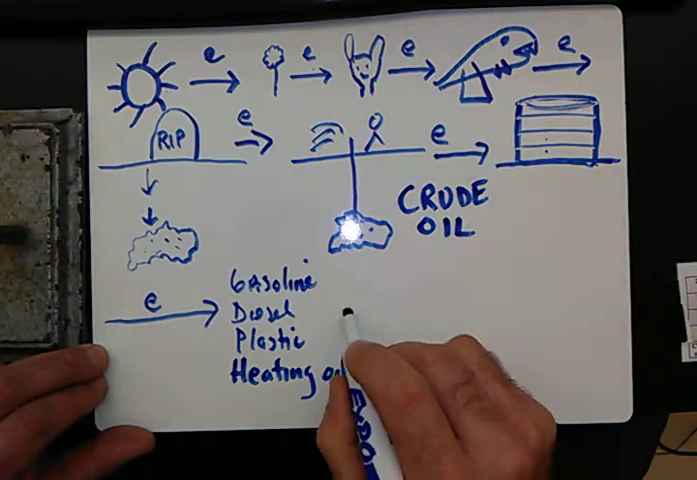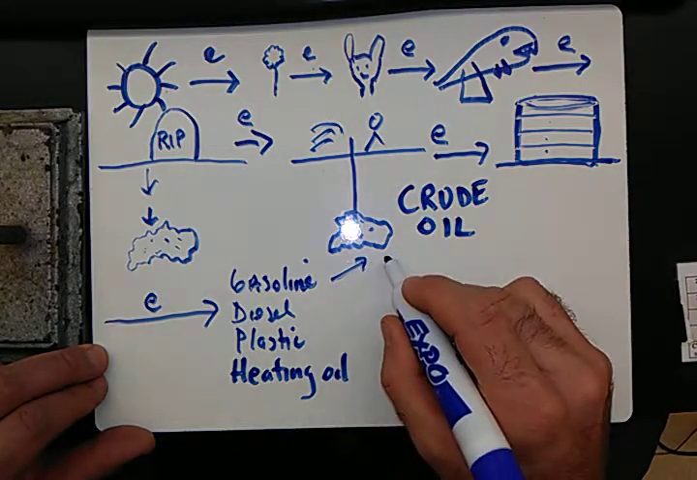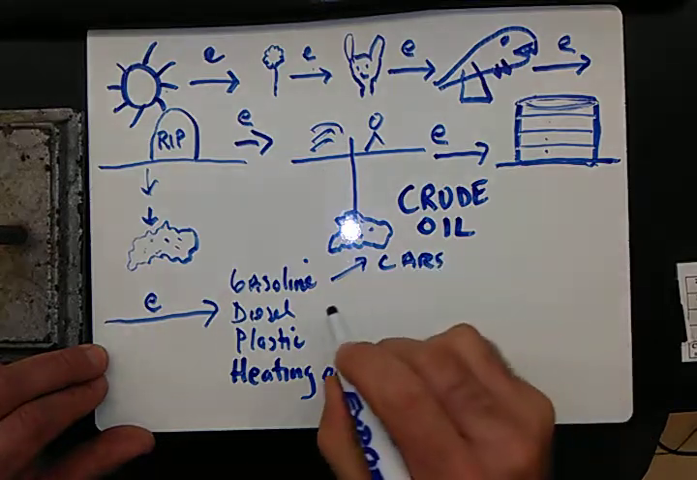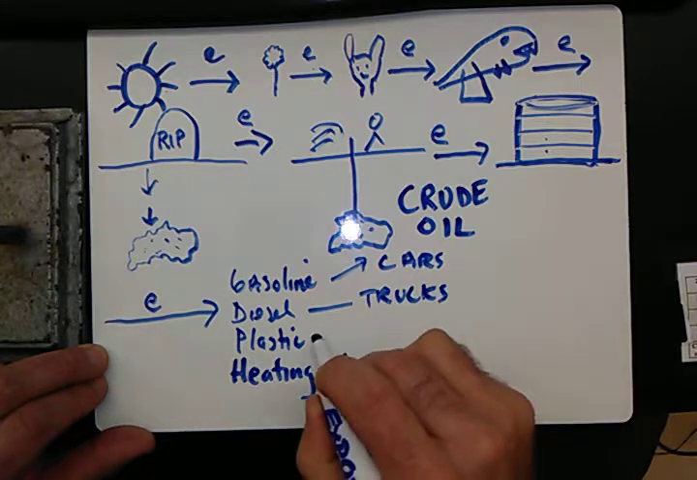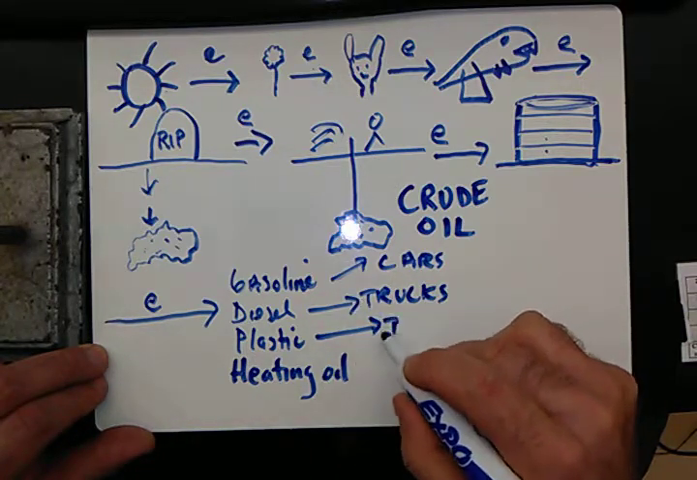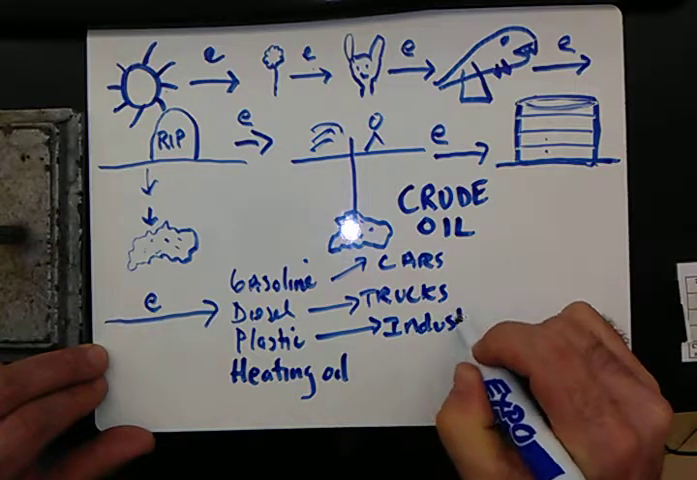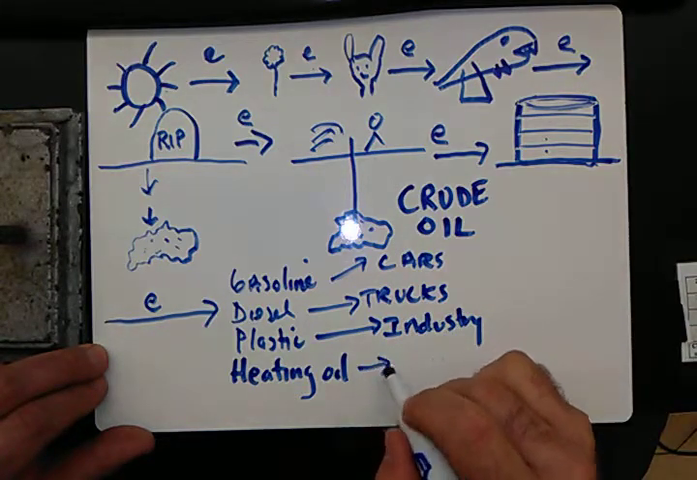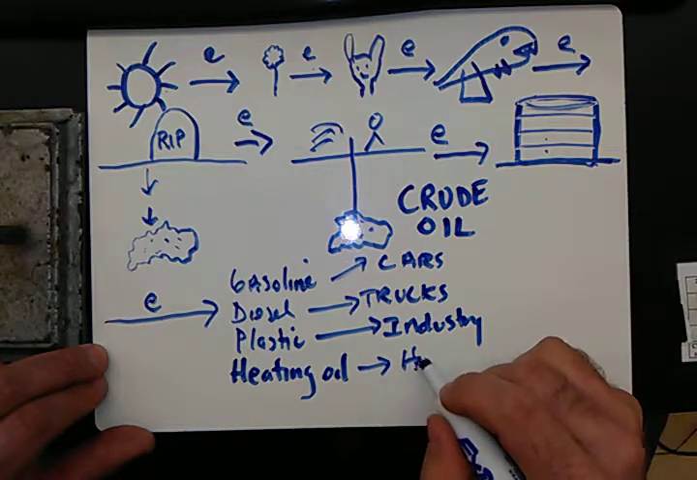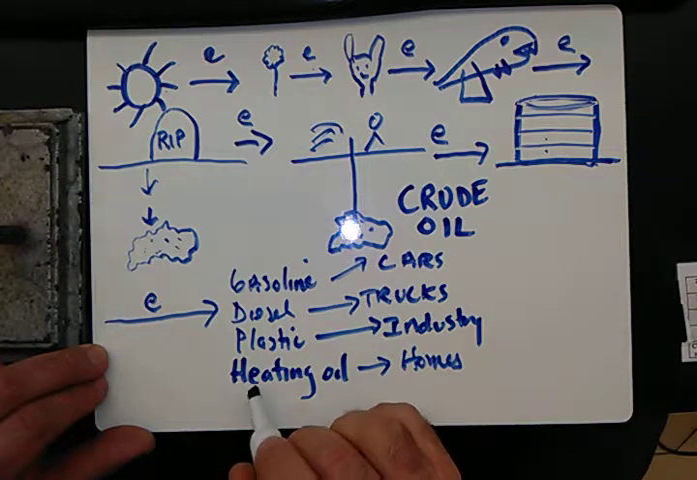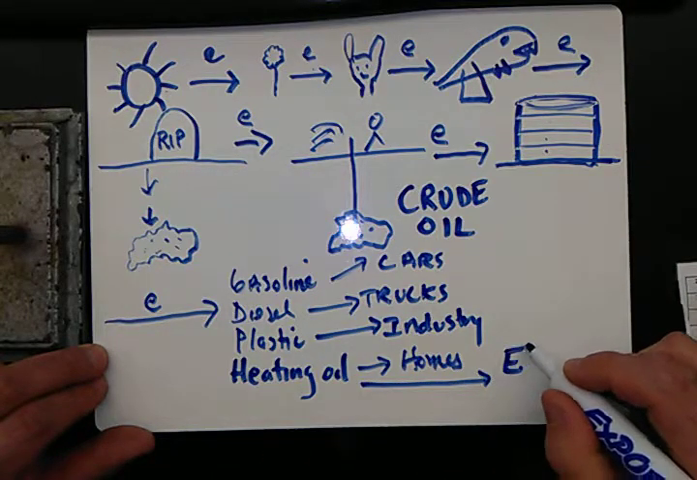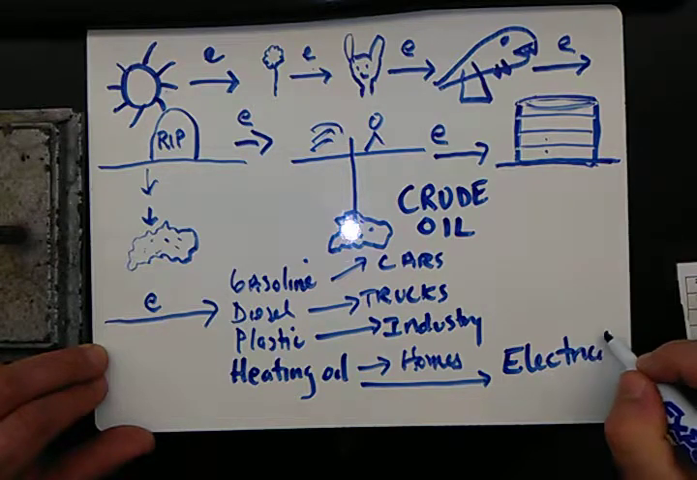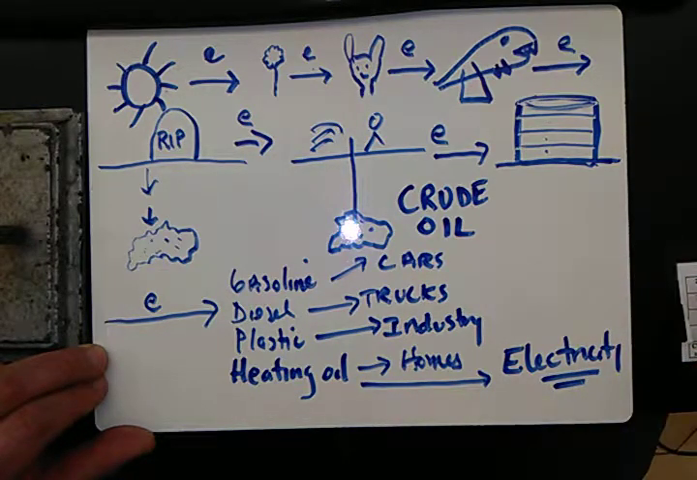And now this branches off. This is cars, this is trucks, plastics is industry, heating oil is homes, and we actually use this petroleum heating oil to also create electricity, which to me is a pretty cool thing.